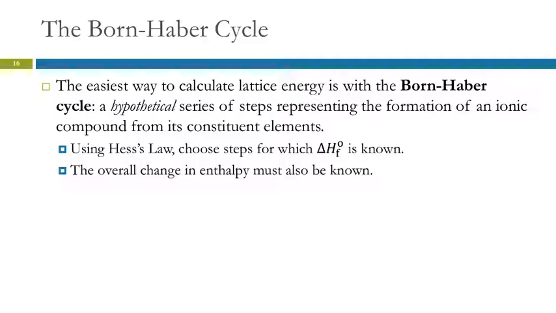The easiest way is what we call a Born-Haber Cycle. It's named after two scientists. And this makes use of the idea of Hess's law, that if we can find hypothetical steps that represent the formation of this, we can add up the energy changes from those hypothetical steps and figure out what the lattice energy is. So what we're going to do is use steps for which the heat of formation is known. And then we also have to have the overall change in enthalpy. So we know the overall change in enthalpy, and then we can look at these heats of formation, and then we can find the missing piece, which is the lattice energy.